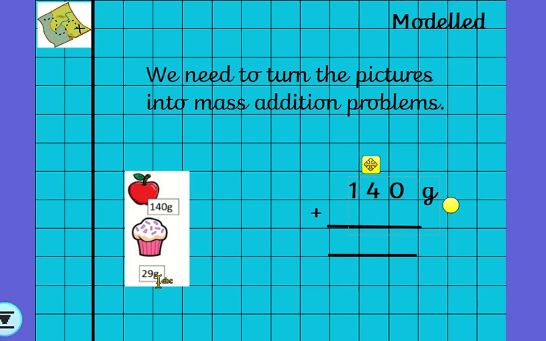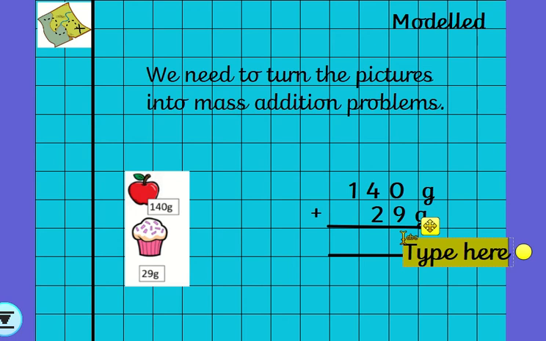Okay, and then we've got our little cupcake here, which is 29 grams. So if you need to use a placeholder here, that's absolutely fine. We remember that it is 29, and don't forget our grams. So there we go, we're in our columns now. Okay, to solve this, we need to do 0 add 9, which I'm sure you know is 9. And we need to do 4 add 2, which I'm sure you know is 6.